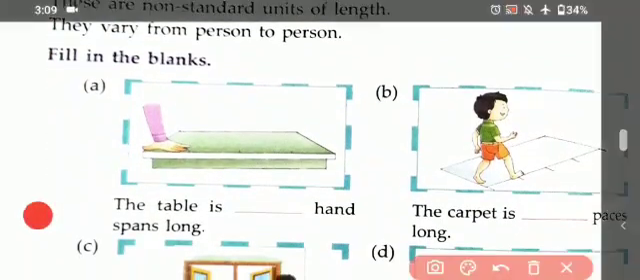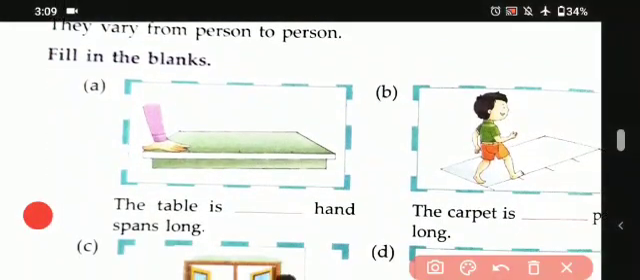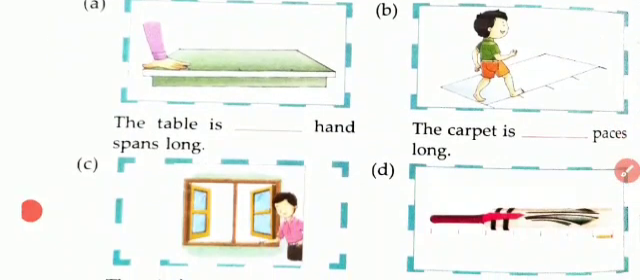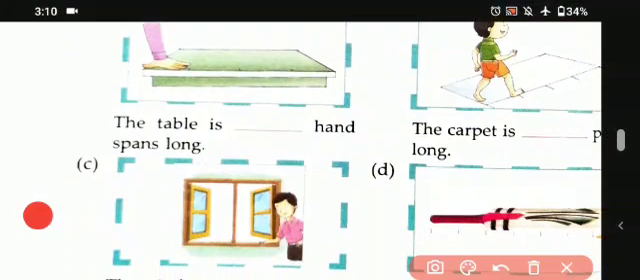Like this, fill in the blanks. The table is dash hand span long. So we have to count it: 1, 2, 3, 4. So here we write 4. And there is a carpet. Students, the carpet is dash pace long. So how many paces long? 1, 2, 3, 4. So we will be writing 4 here.